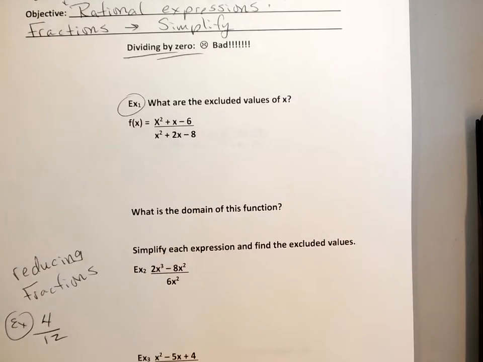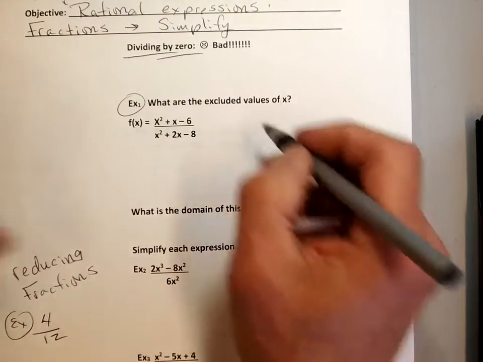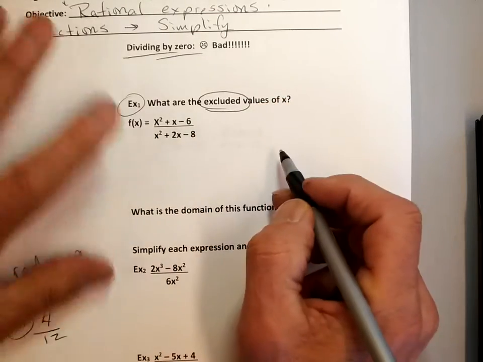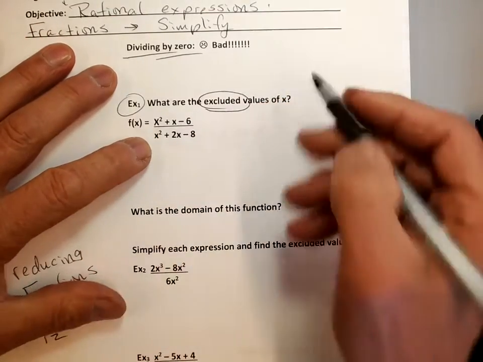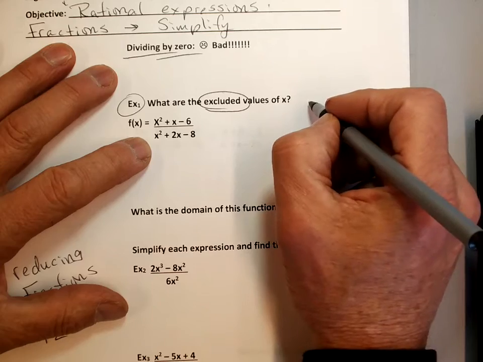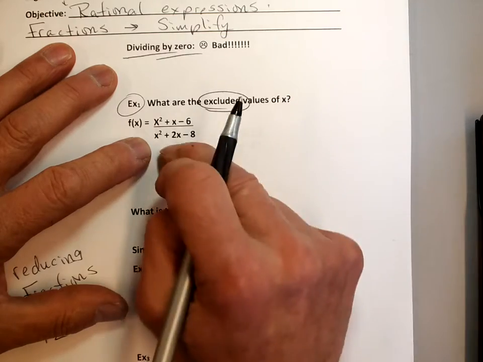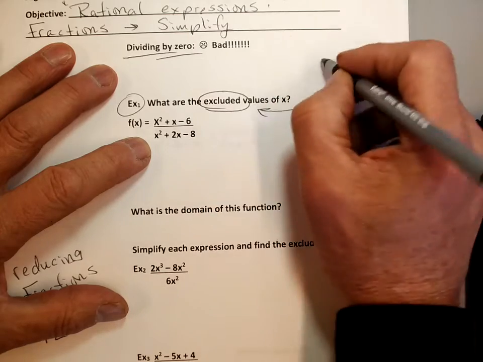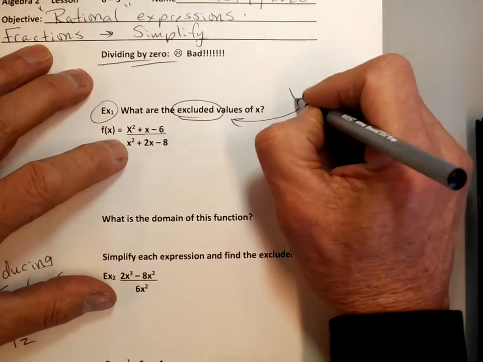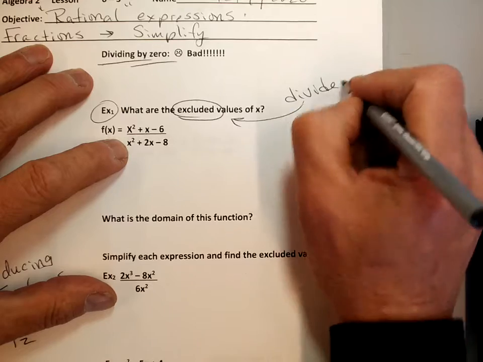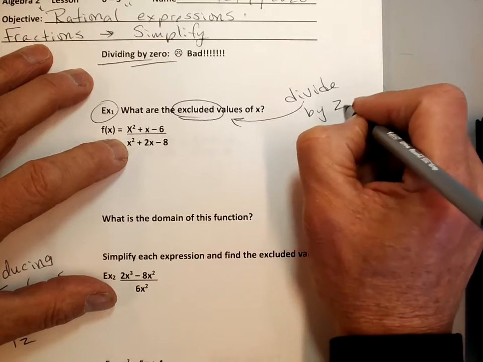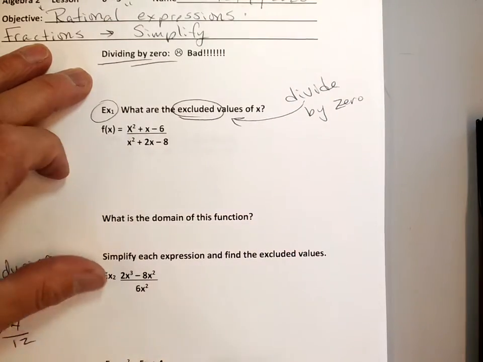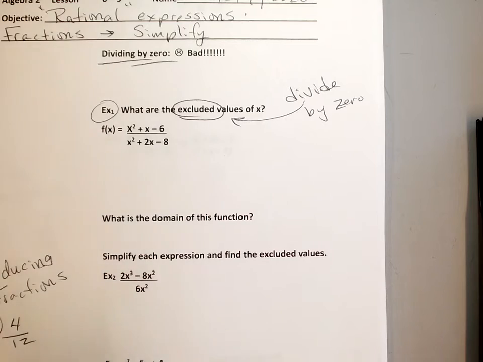If you look at example 1, what are the excluded values of x? Excluded values, which means there's some things x cannot be. If we don't want to divide by 0, those are going to be my excluded values, okay? Those are the ones that divide by 0. When you divide by 0, you can't, so you have to get rid of them. You exclude them. So to do number 1, I'm going to factor.